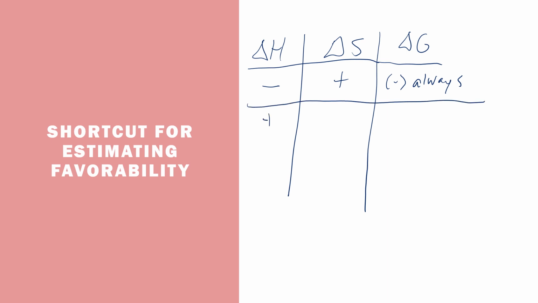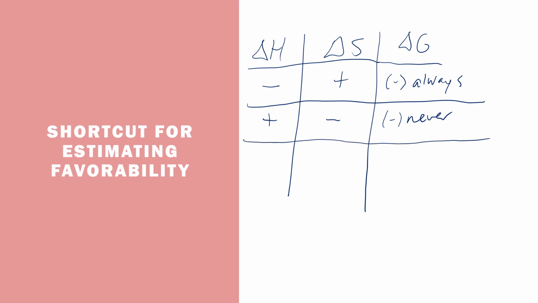Now, if you have an endothermic reaction and it's decreasing disorder, both of those things are not favorable. So delta G will always be positive. It will always be not thermodynamically favorable. I'm going to write it like this: it will be negative delta G never. It will never be thermodynamically favorable.